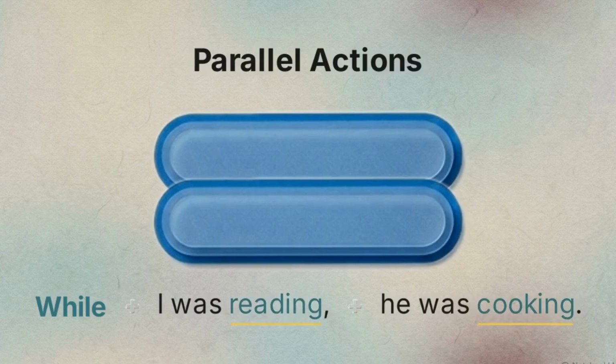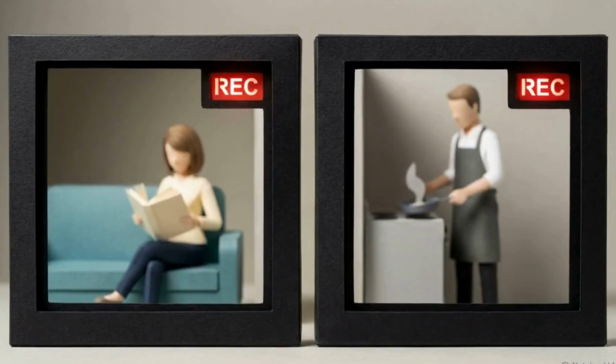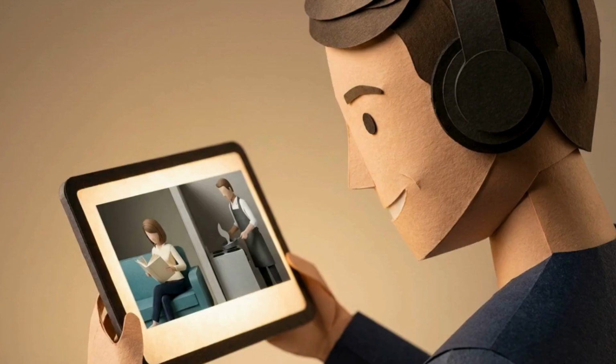Notice what is on screen. There is no short action and no simple past verb in this sentence. The word while is your tool for establishing parallel storylines. It ensures your listener understands that both actions share the exact same time frame.